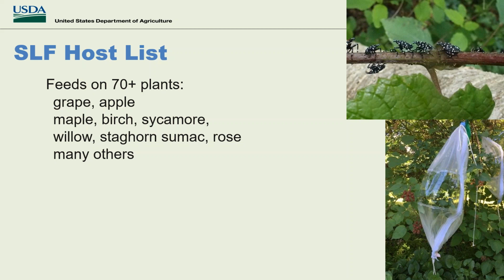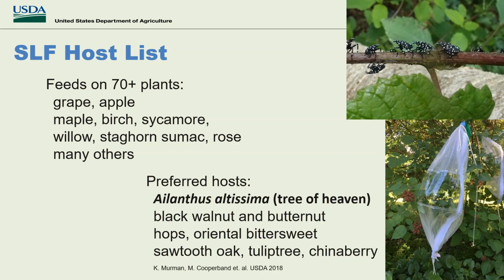As far as the host list, this insect feeds on over 70 plants: grapes, apples, maple, birch, sycamore, willow, sumac, rose plants, and obviously many others. Preferred hosts, again, are tree of heaven, black walnut and butternut, hops, oriental bittersweet, sawtooth oak, tulip tree, and chinaberry.